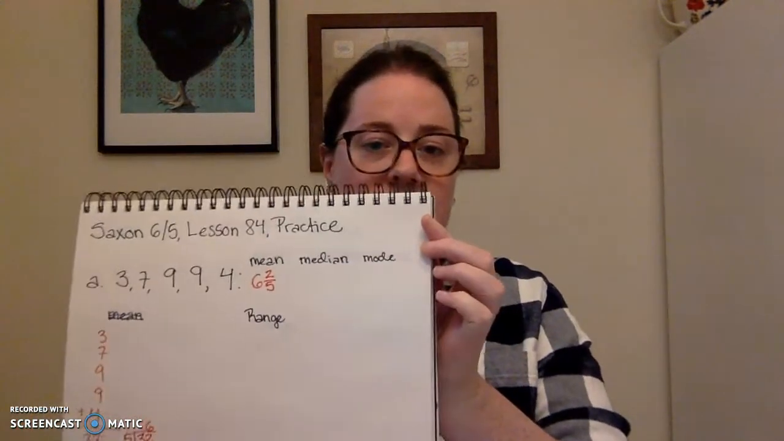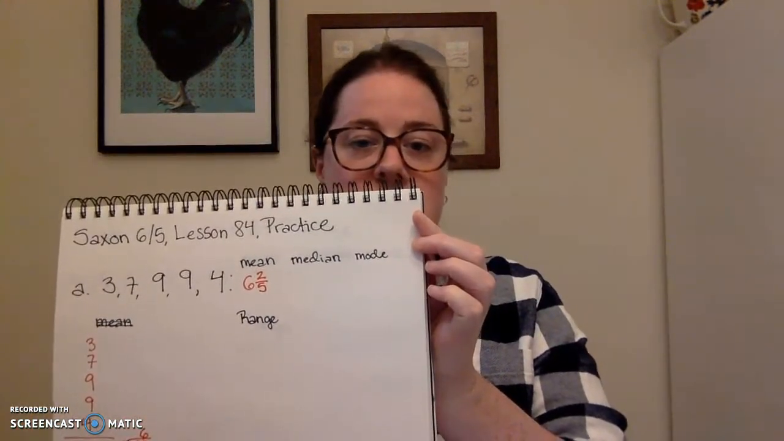If we divide 32 by 5, we get 6 with a remainder of 2. We want to write our quotient as a mixed number because we need to account for all of our data. So the mean, the average of our data set, is 6 2/5.